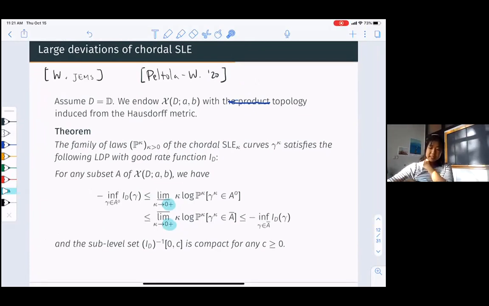But when we say that the Loewner energy is the rate function of this family of laws, it means that a similar inequality always holds. And being a good rate function means that the sublevel set, where all the curves have energy less than C, is compact with respect to the topology that we have. So the topology here is important, because when we talk about closure and interior, it depends on which topology you're looking at.